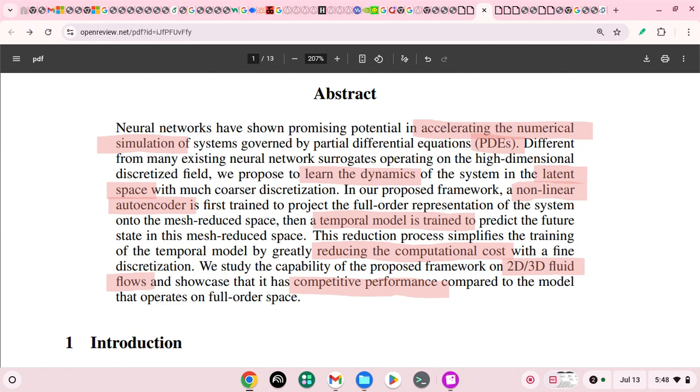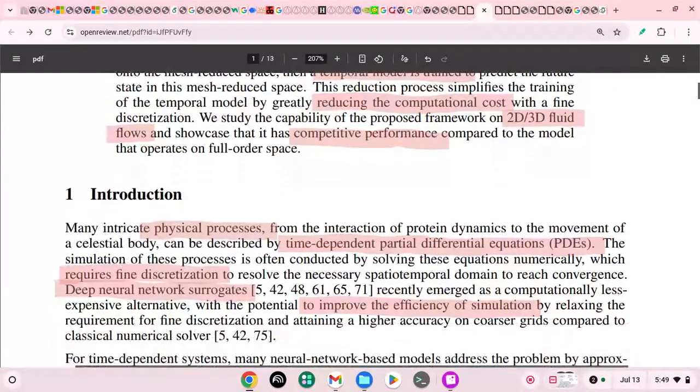One is projecting the high dimensional fidelity data into a low dimensional space using a nonlinear projection operator called an autoencoder, and once that is projected, it is temporally evolved in the reduced space using a conventional neural network like a convolutional neural network. They claim that it significantly reduces the computational cost, and they benchmark against 2D and 3D fluid flows and claim that it has a competitive performance compared to the other models.